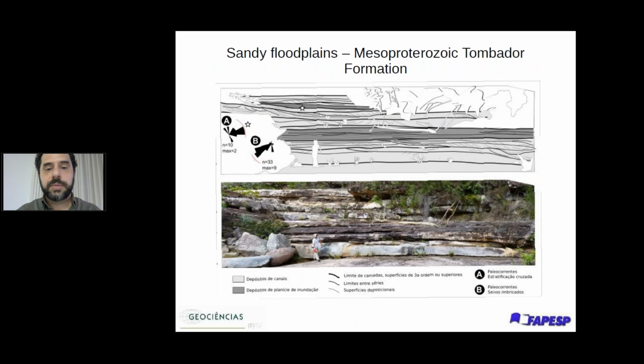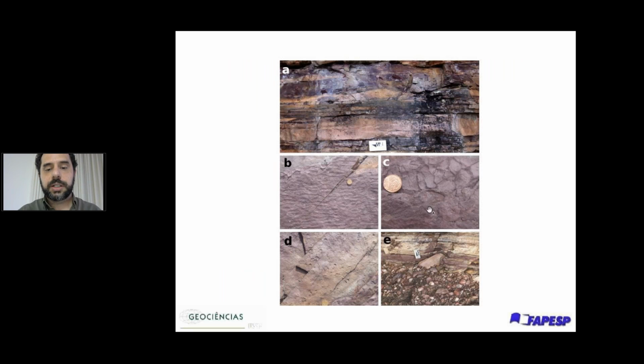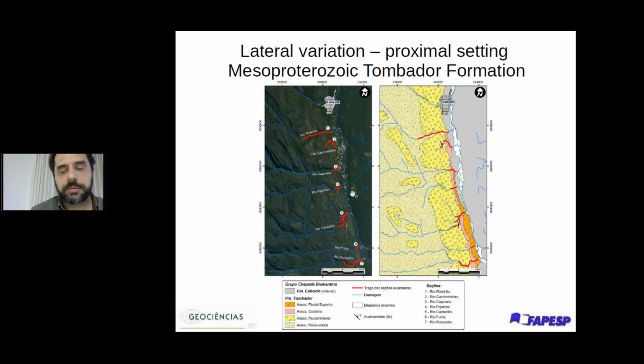Locally, we can find some things we interpret as floodplains as well. Those are rich in silty sand with exposure features: mud cracks, raindrops, and lots of ripples, just like what we saw right now. And at the map scale, close to the margin, the paleocurrent is to the west, and we are looking at the eastern margin of the Tombador exposures.